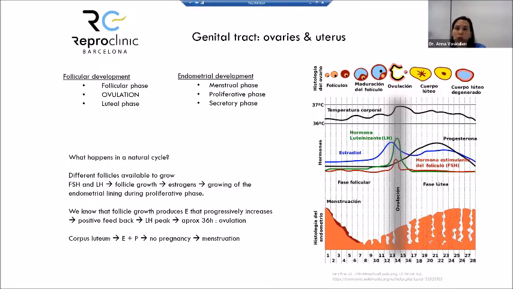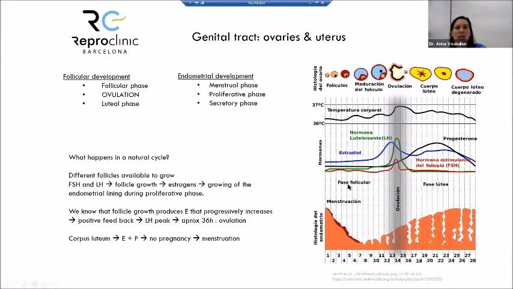All this could grow in response to hormones, but in a natural cycle, we just have FSH and general hormones that will stimulate one follicle. So we will have one follicle that will be the dominant follicle, and that's why we normally have babies one at a time, because we ovulate one egg from one follicle.